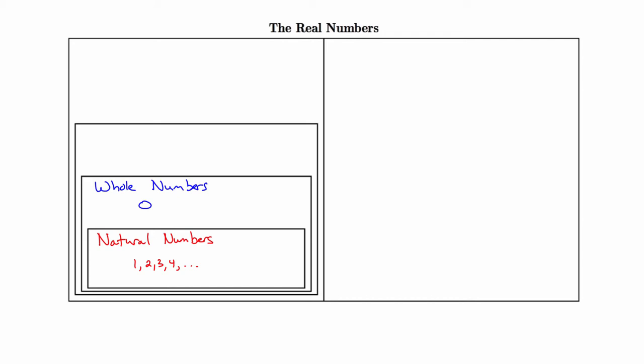The way this diagram is constructed is that the box containing the natural numbers sits within the box of the whole numbers. So every natural number is a whole number, but not every whole number is a natural number. But also because the natural number box is within the whole number box, I don't need to rewrite all of the natural numbers.